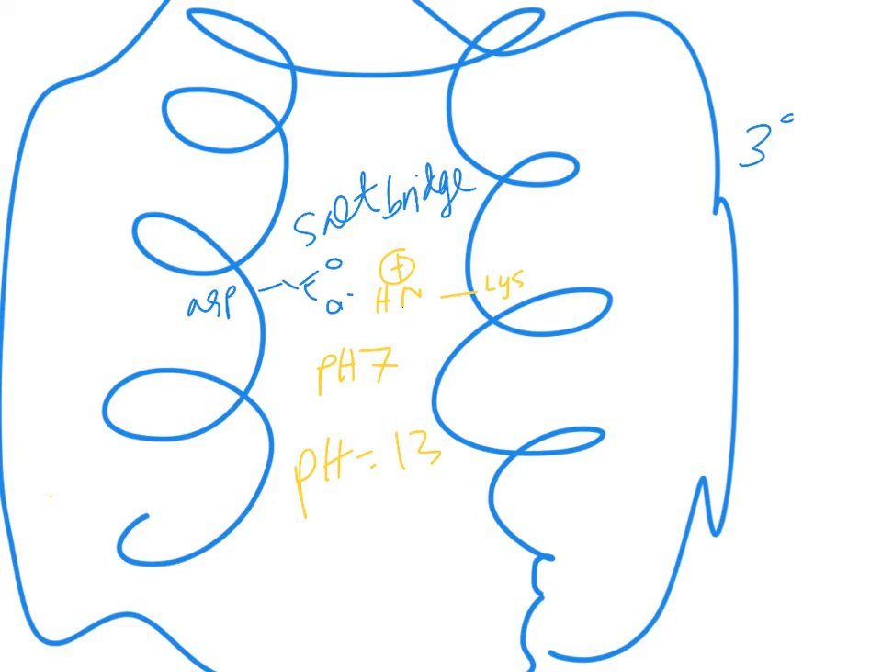then this amine group becomes neutral charge, and instead of a salt bridge, this becomes an ion dipole, which is weaker.